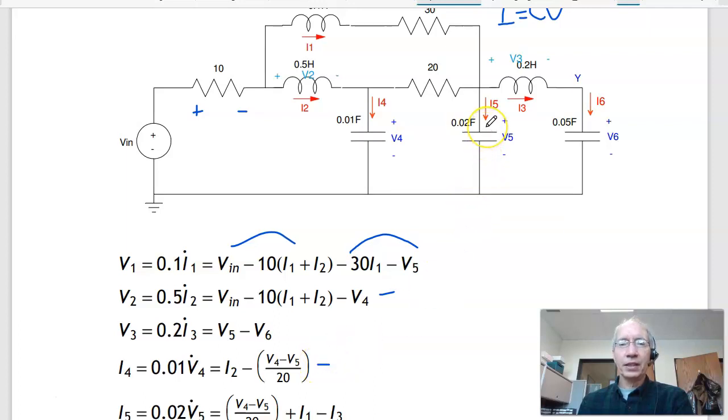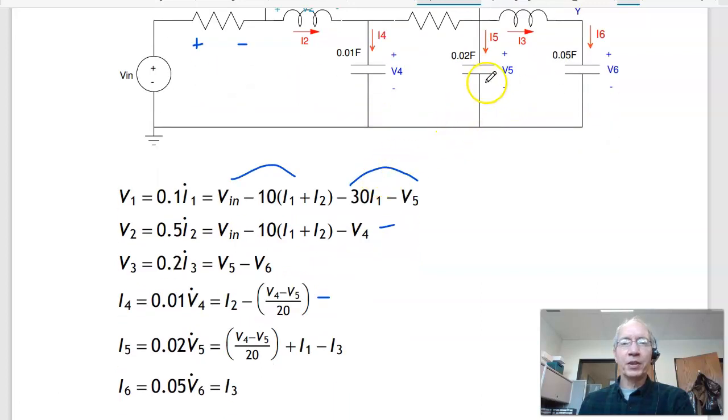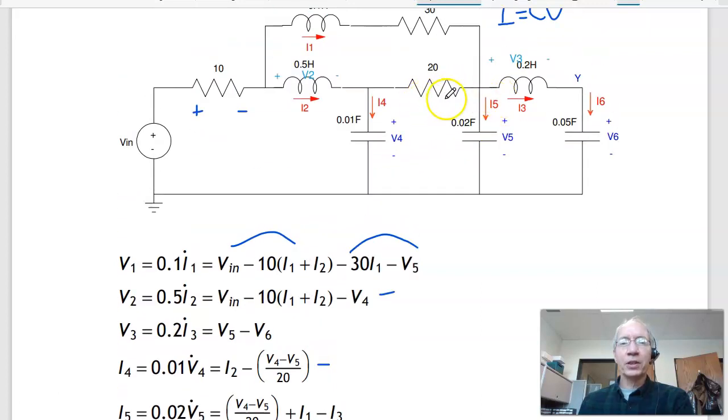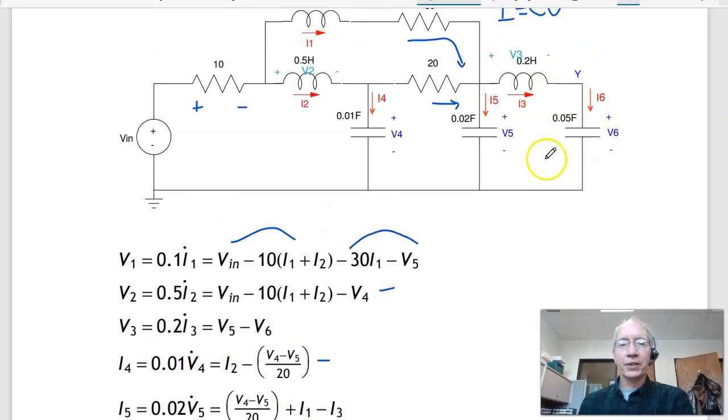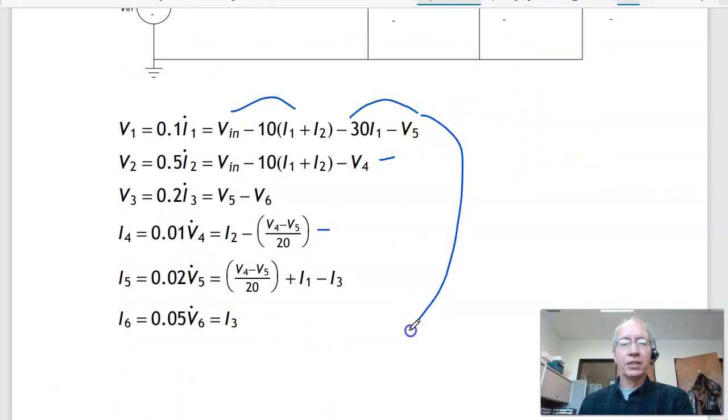I5 is C dV/dt, 0.2 times V5 dot. That's going to be the current from the left, V4 minus V5 over 20, plus this current, that's I1, minus I3. And then this current is just I3. So these are the 6 coupled differential equations that describe that circuit.